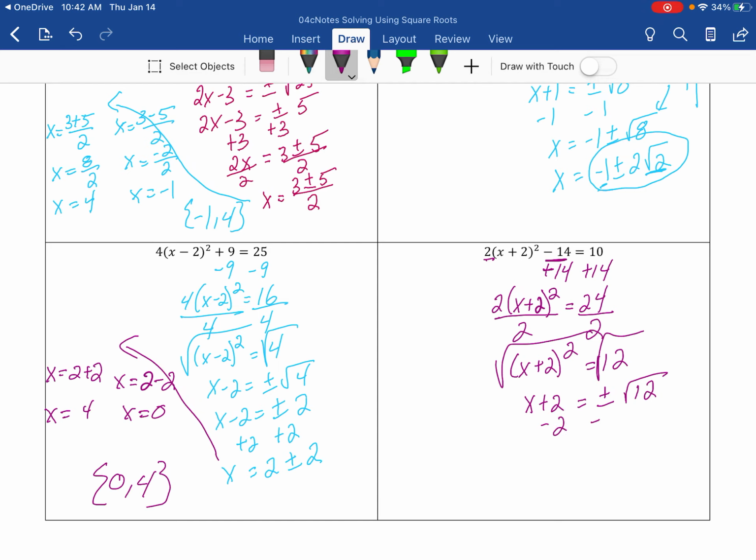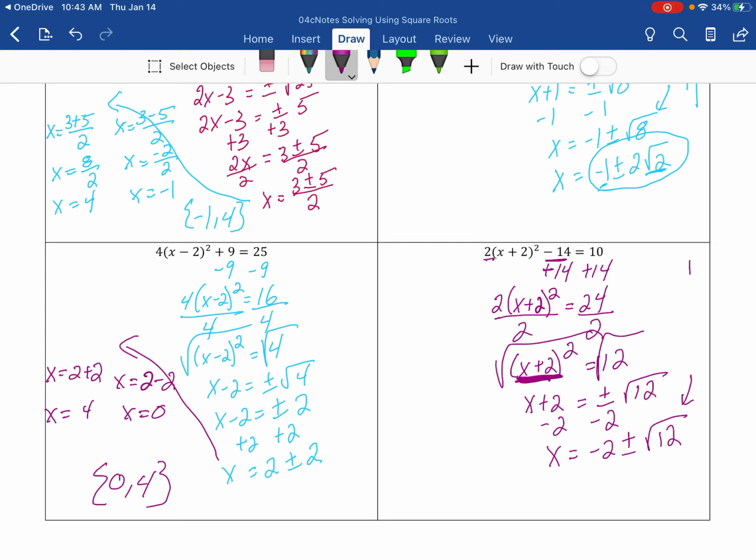I subtract 2, x is equal to -2 plus or minus radical 12. Okay. Now here, do you see that every single time I'm just getting this by itself and then I take the square root? So you isolate your square term and find the square root.